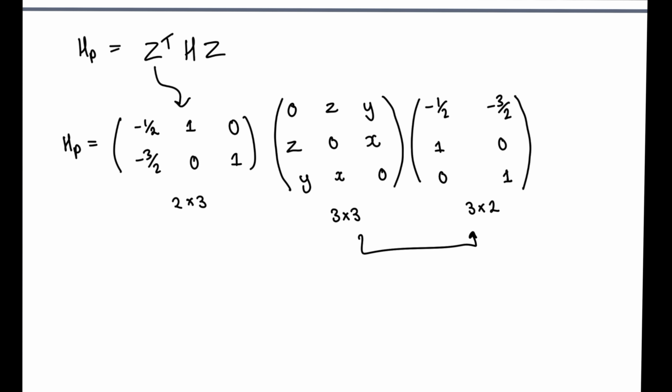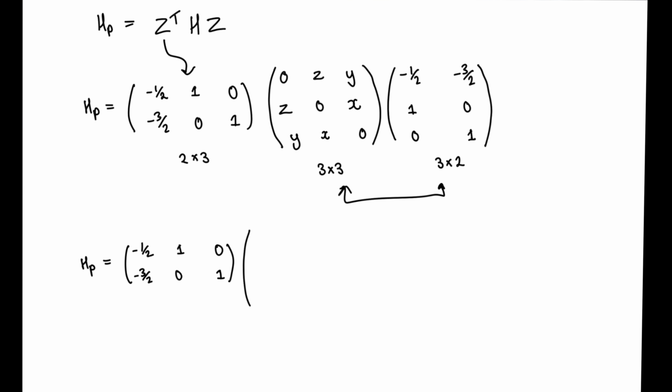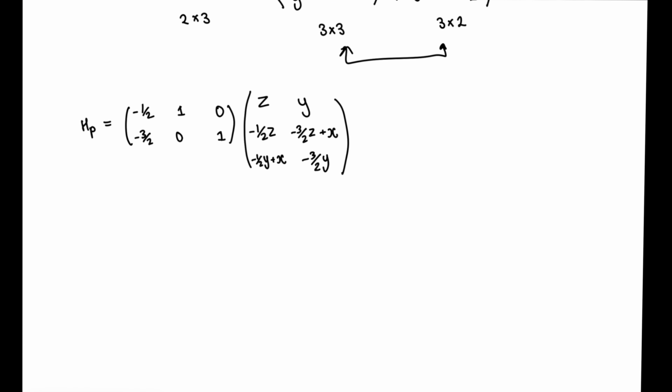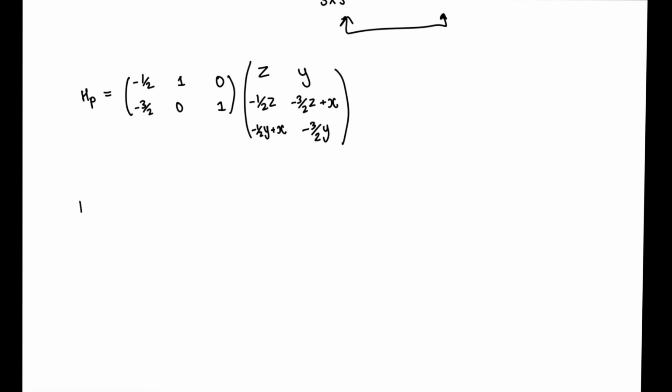If I begin by multiplying these two, I do this row multiplied by this column, which gives us z and y, and -1/2 z, -3/2 z plus x, and -1/2 y plus x, and just -3/2 y.